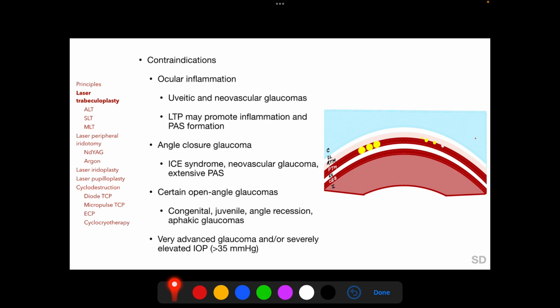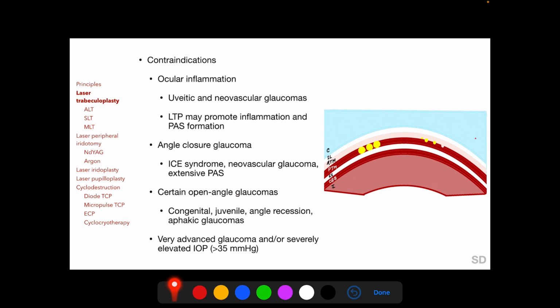treatment sites. The contraindications of laser trabeculoplasty include ocular inflammation as found in uveitic and neovascular glaucomas, because laser trabeculoplasty may promote inflammation and formation of peripheral anterior synechia. Laser trabeculoplasty is contraindicated in angle closure glaucomas in which the trabecular meshwork is inaccessible, and it is also contraindicated in certain open-angle glaucomas such as congenital, juvenile, angle recession and aphakic glaucomas. So there are certain open-angle glaucomas also where laser trabeculoplasty does not work.